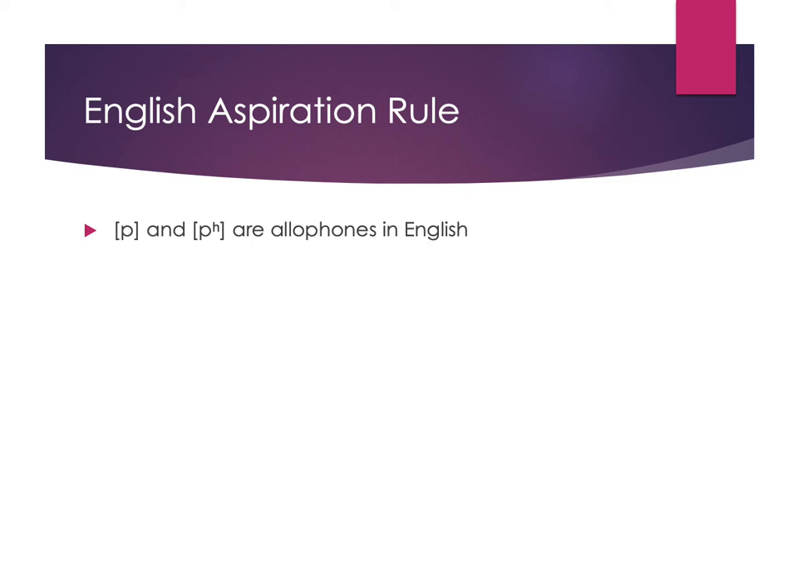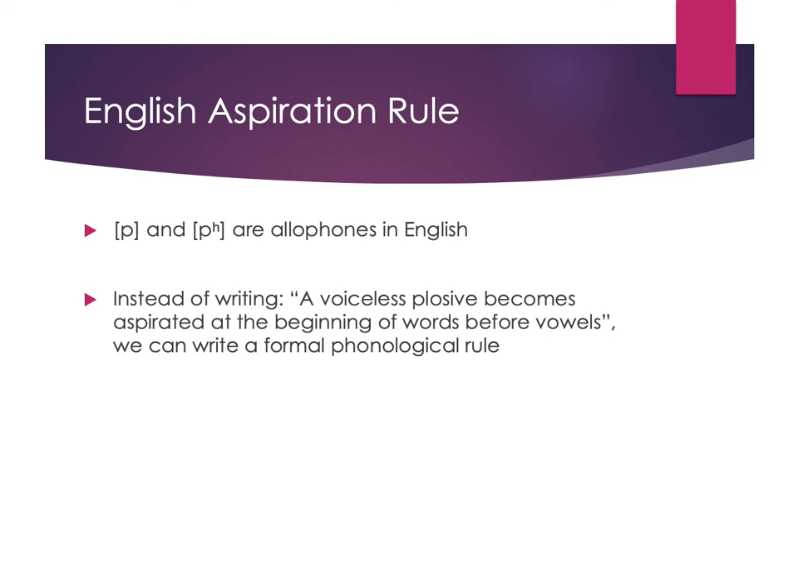So rather than writing out the full rule in prose and saying a voiceless plosive becomes aspirated at the beginning of words before vowels, we can use these features to create a shorthand rule that is going to convey the same information without having to write out the full paragraph. So we can instead say something that is plus plosive and minus voice, so our voiceless plosives, our arrow for becomes, and then what are they becoming? They're becoming aspirated. So that's the part that's changing, so we can just say plus aspirated in that case.